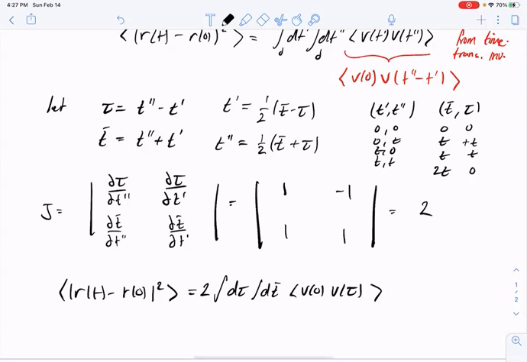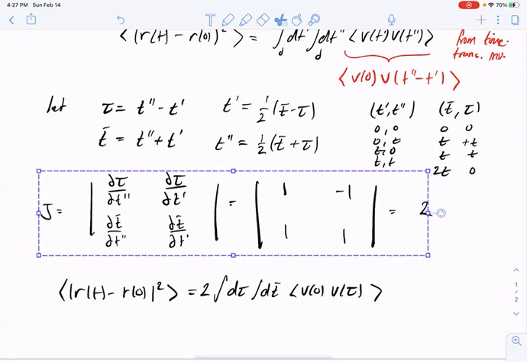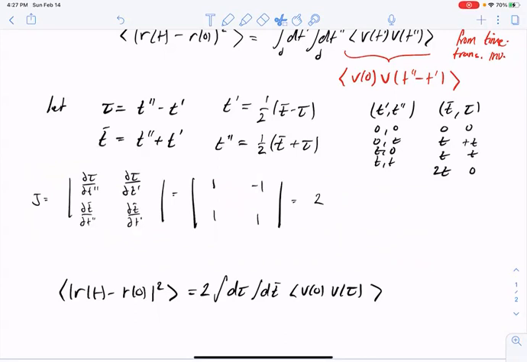and 0. So if I was to shrink this, so I can get all this on the same page, in terms of tau and T bar, I have tau goes from minus T to T. T bar goes from 0 to 2T.